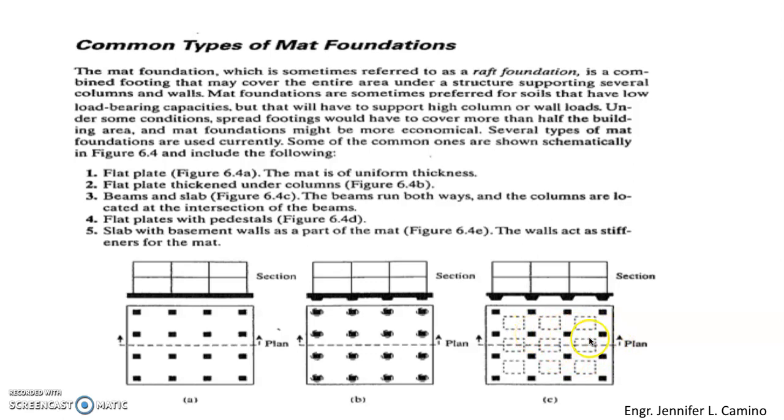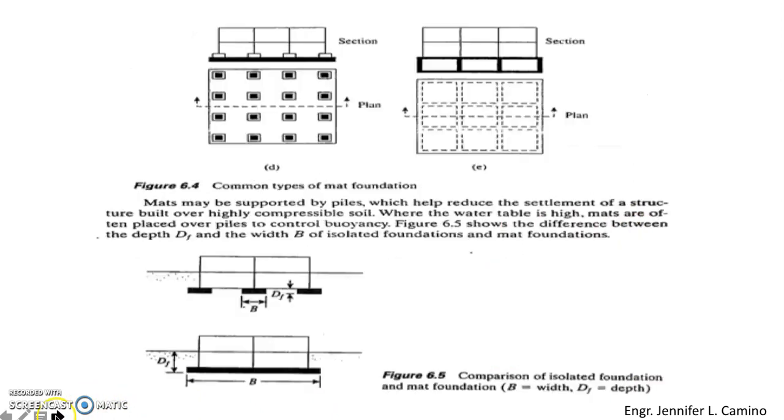So we have an illustration for letter C. Then the fourth one is a flat plate with pedestal. The fifth one is a slab with basement. Those are the common types of mat foundation. Here we have an illustration of the difference between the depth and the width of isolated foundations and mat foundations. This is an isolated foundation and this is a mat foundation.